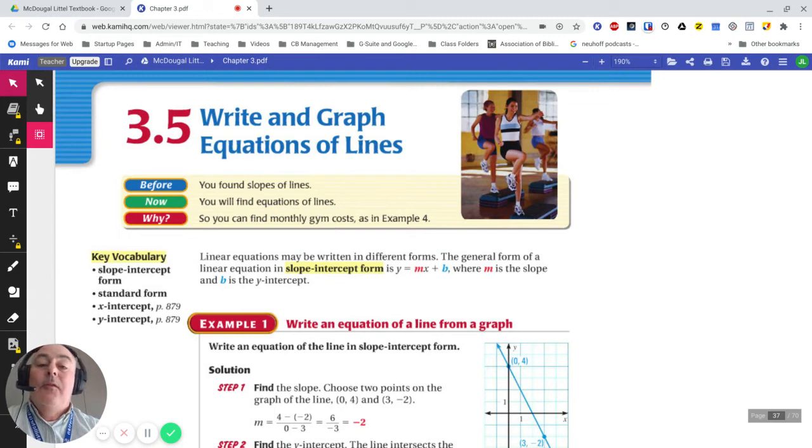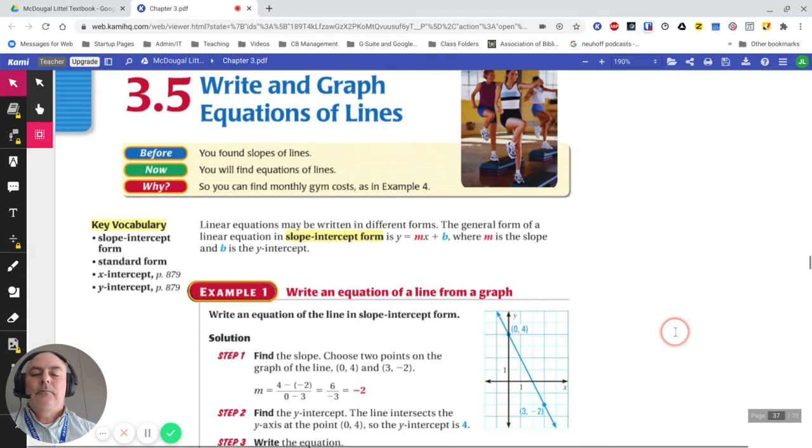In lesson 3.4, we were looking at how to calculate the slope of a line, and we looked at the relationship between parallel lines and perpendicular lines. Now what we're going to do is we're actually going to come up with an equation that allows us to graph a line.